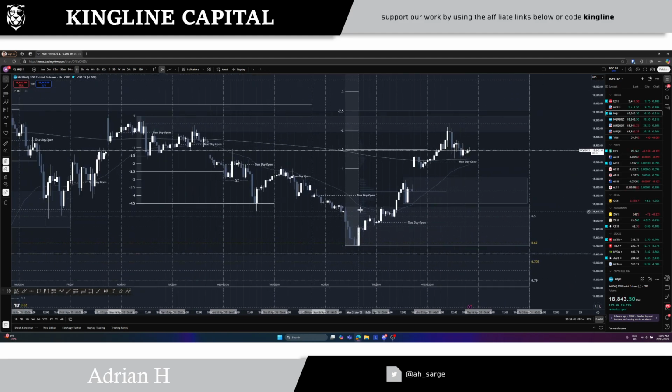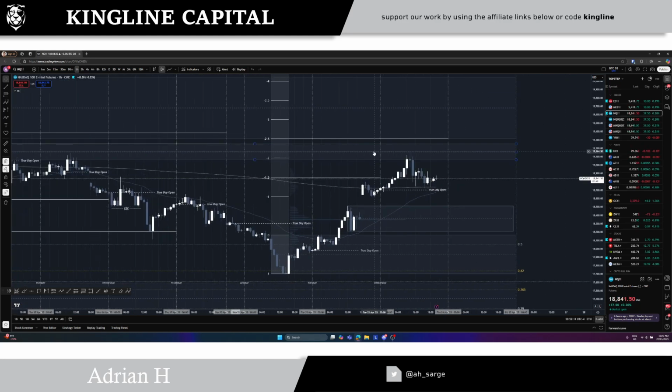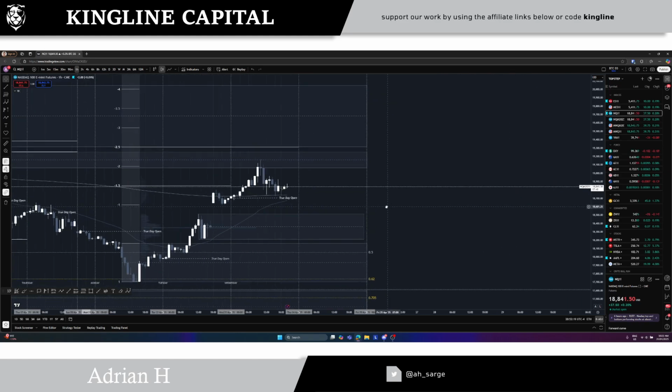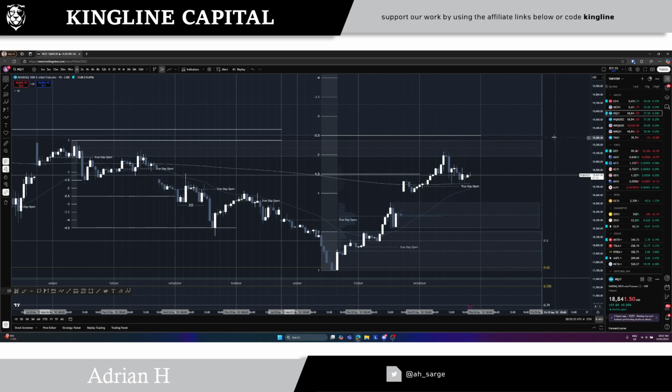So this was our current manipulation swing with the Monday low. And what we're trying to work out now is if it's a Wednesday high of the week, and we just come back into here for the rest of the week, or if we come back and fill this gap.